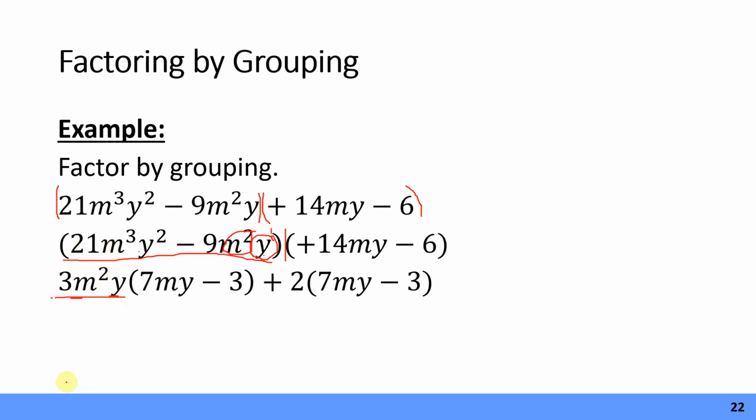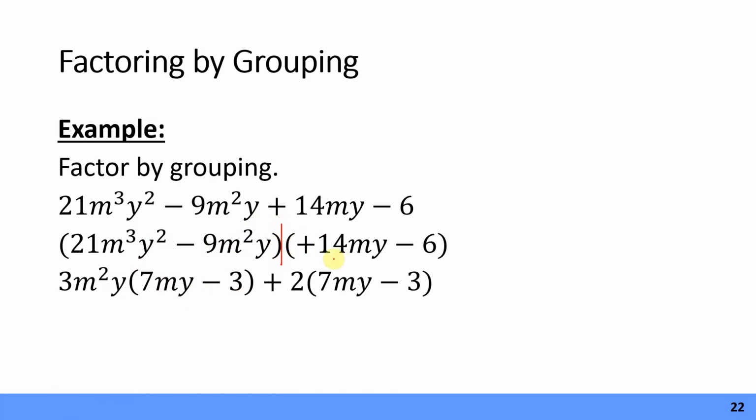I pull it out. And then I have to divide those 2 terms by that. So 21 divided by 3 gives me 7. I had 3 m's. I took 2 out. I'm left with 1. And I had 2 y's. I factored 1 out. I'm left with 1. Now 9 divided by 3 gives me -3. The 2 m's were factored out and the y was factored out, so that's why there's nothing there. Okay, hopefully we're good up there.